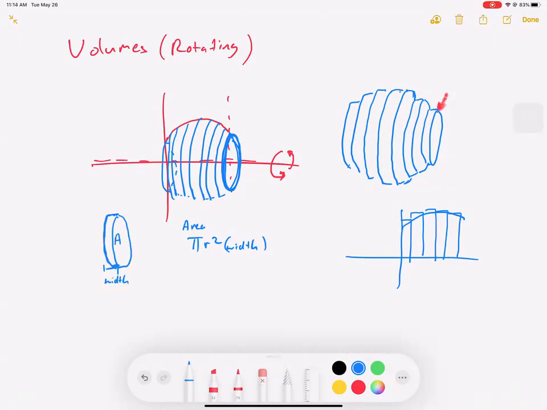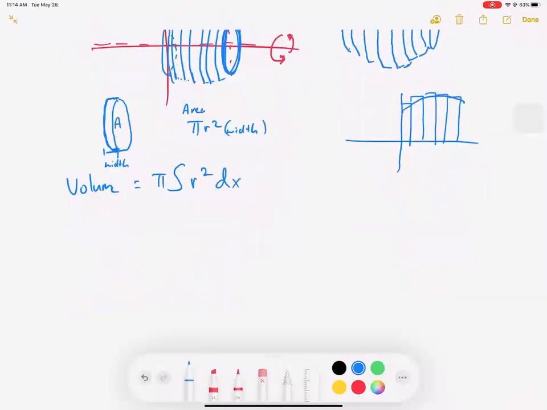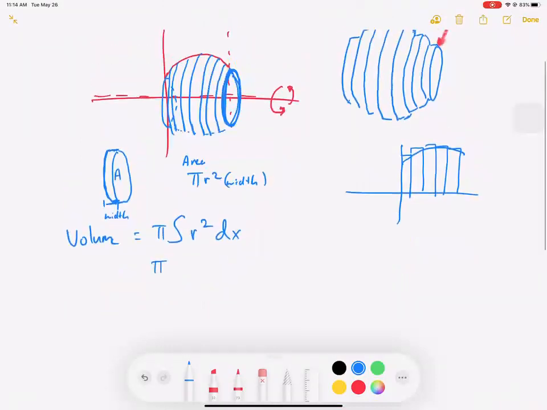So we said to find the volume, it was pretty much pi integral of r squared dx. And in this case, our r was our radius. The radius is actually the f value of my function. It's the height of my function. So it's the integral of f of x squared dx, and then we want to go from a to b, from our starting to ending value.